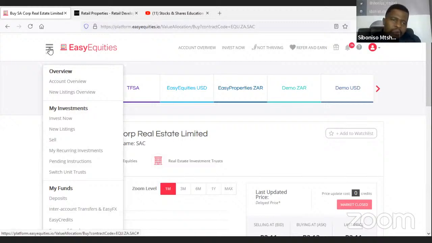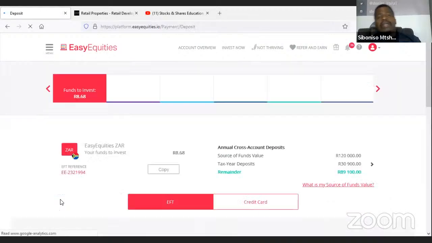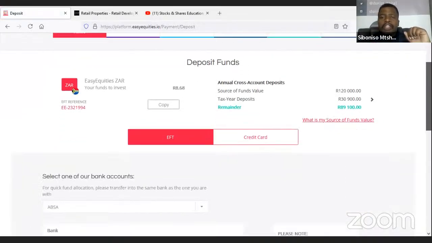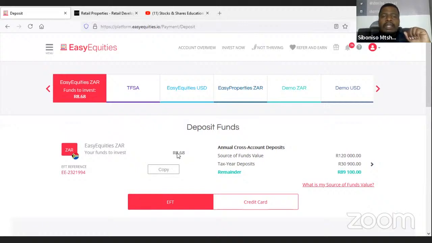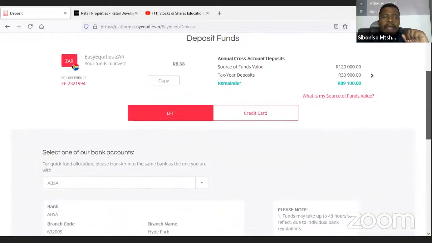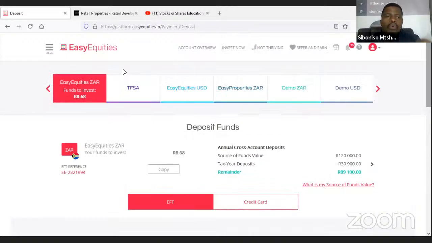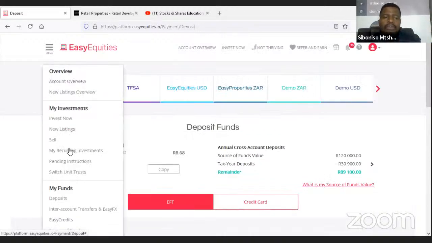When you go back to the menu, you click menu, and then under my funds, you can see there's a deposit right there. When you click menu and deposit, it takes you and shows you this part. And then you said you do not see your number. This is your number. EE2321994 is mine. And yours will also appear when you go to menu, then deposit, then it will take you to this page.